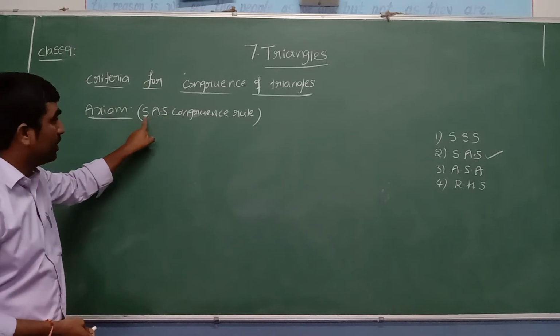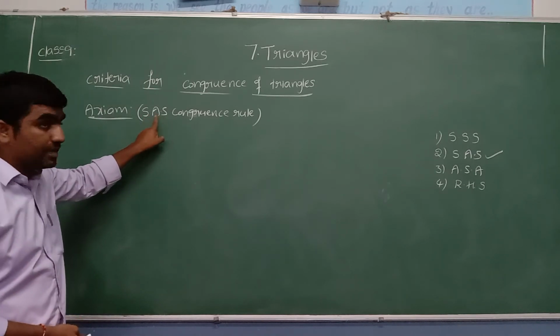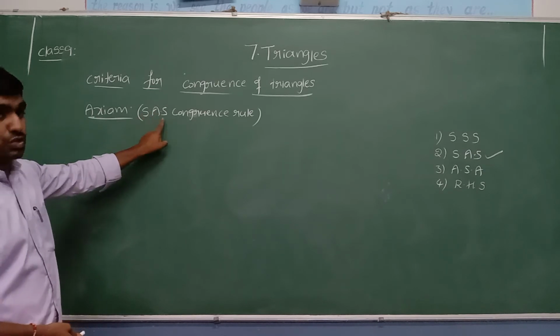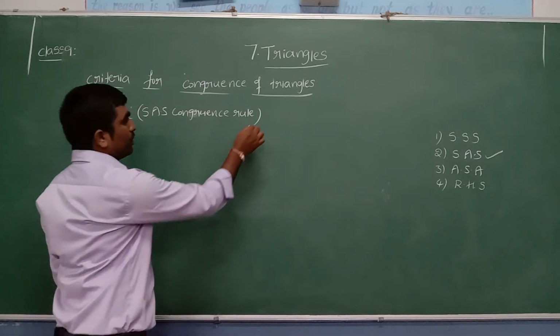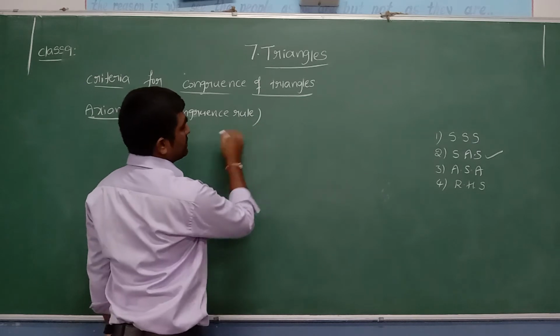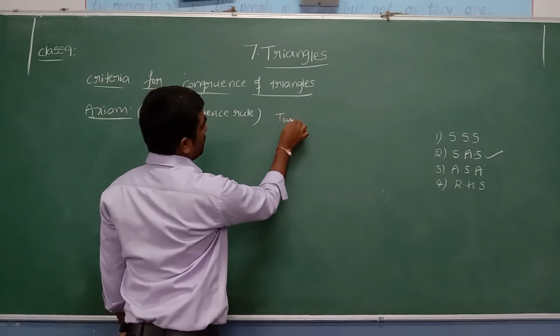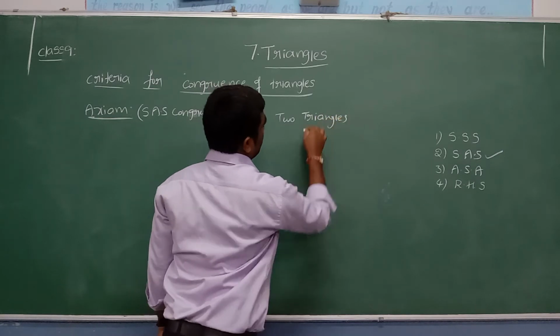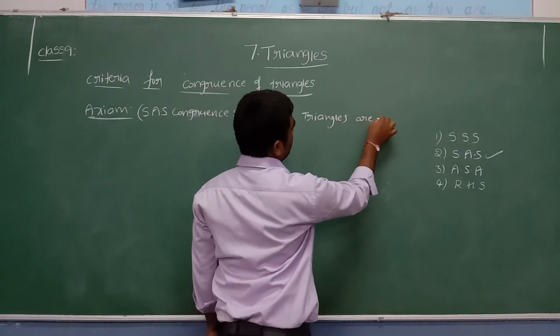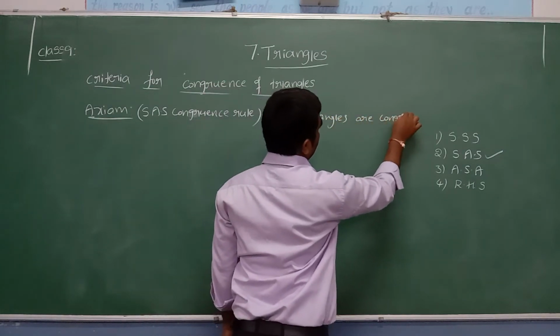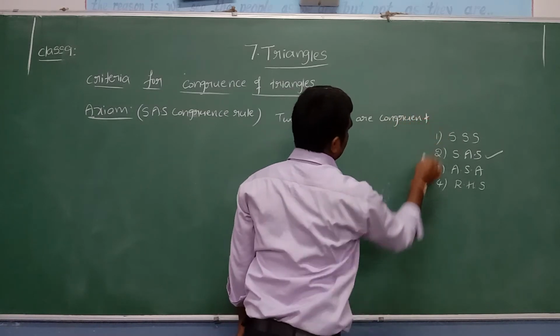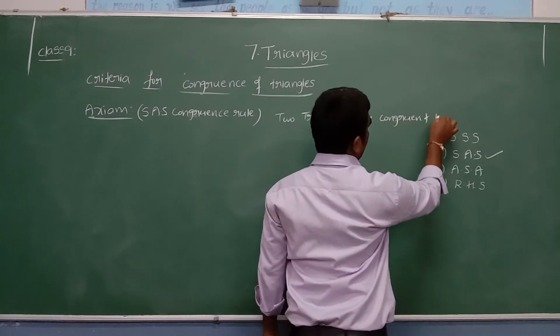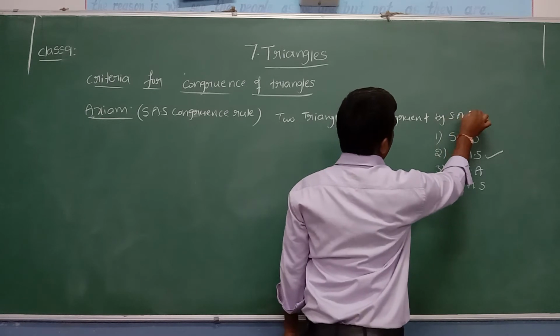Now what is the SAS congruency rule? Two sides and one angle. How is that angle included between those two sides? Yes, two triangles are congruent by the SAS condition.